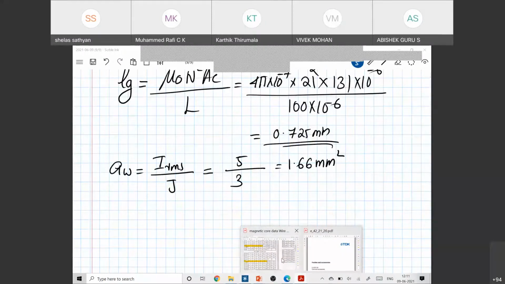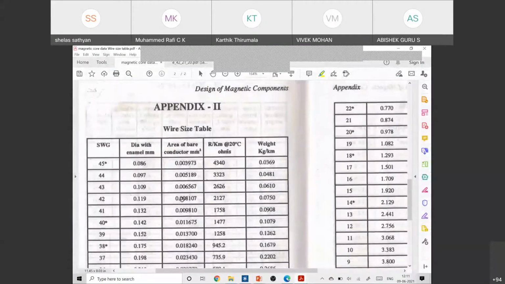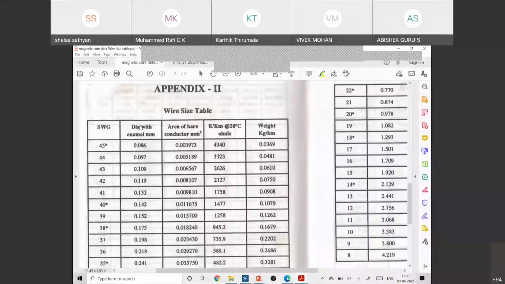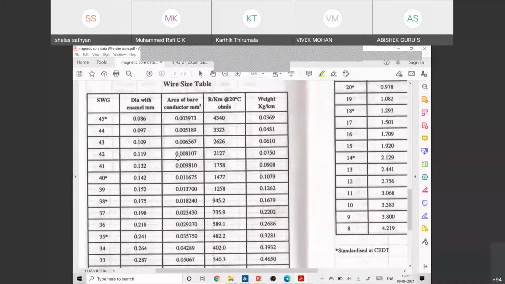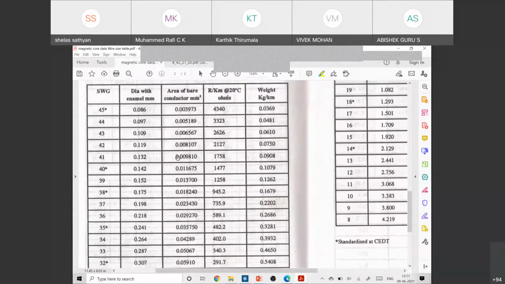So go to the wire table. You can see the SWG is given, diameter is given, area of the bare conductor is given. Area of the bare conductor, we should select something which is more than 1.6.